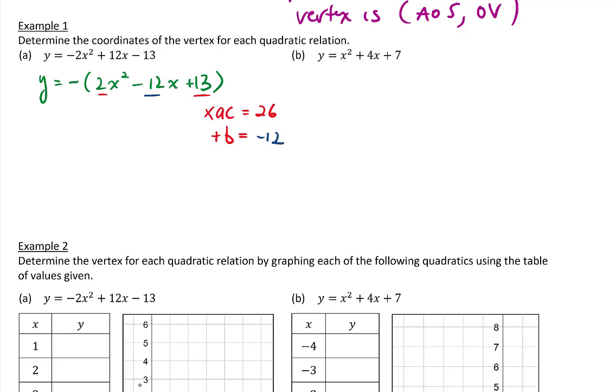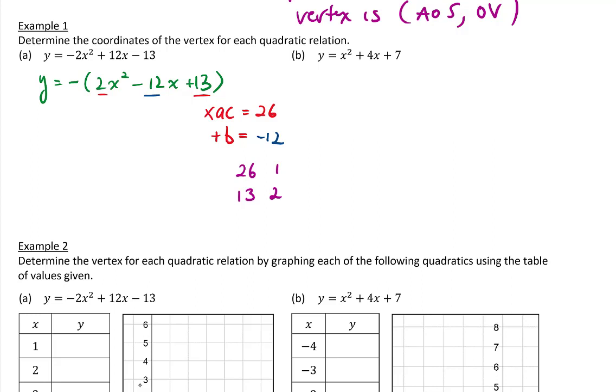So let's look at factors of 26. We have 26 and 1. Those do not add up or subtract to give you negative 12. We have 13 and 2. Adding those does not give you negative 12, nor does subtracting. So this is where we get to a case where we cannot factor this expression. We need to find another method to find the vertex, if one exists.